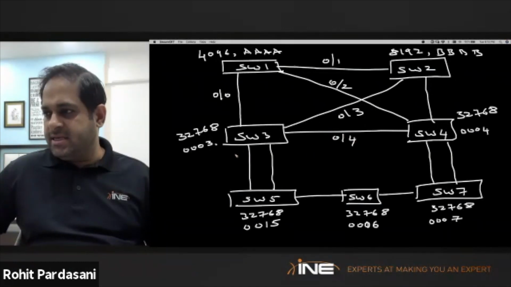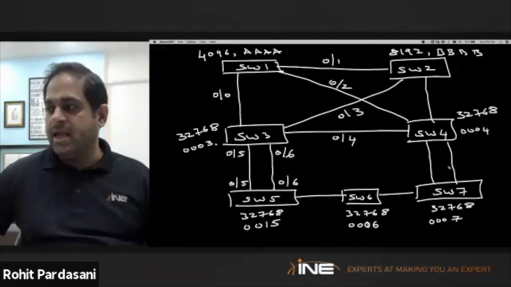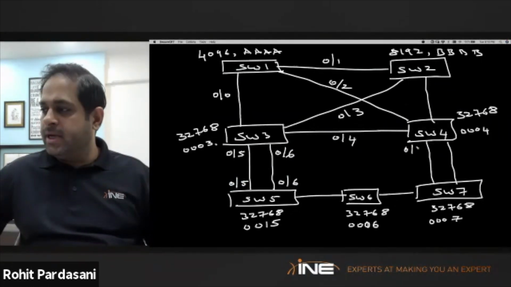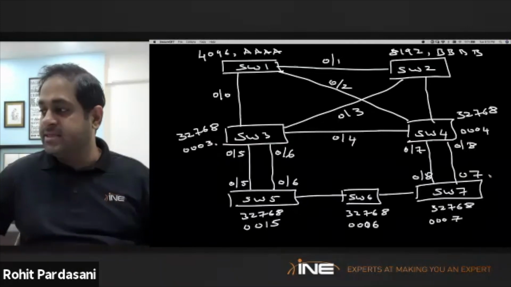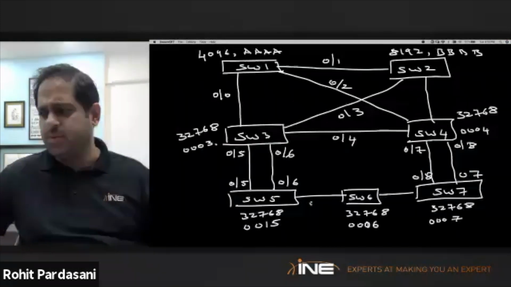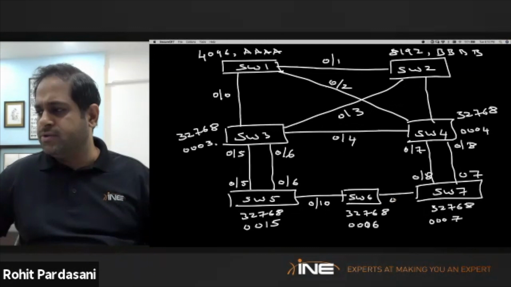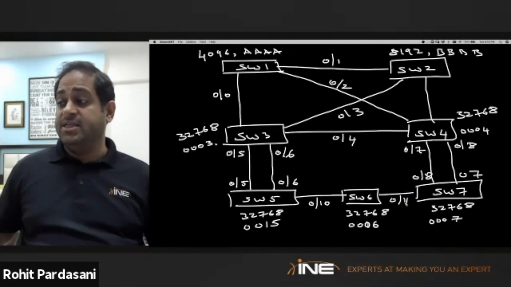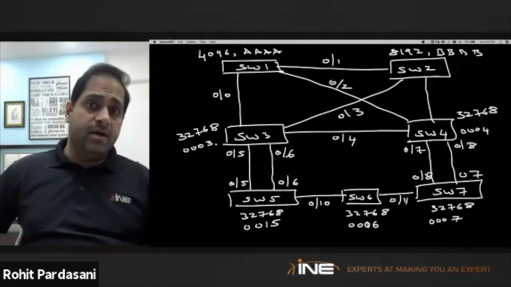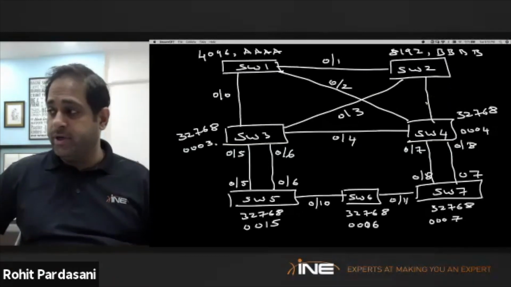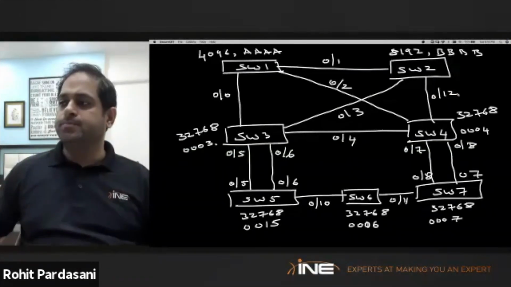This is 0/5, 0/6, 0/7, 0/8, 0/8, 0/7. And let's say this was 010, 011. And assuming you all are Ethernet segments, so cost is 100. And let's keep this as 012.